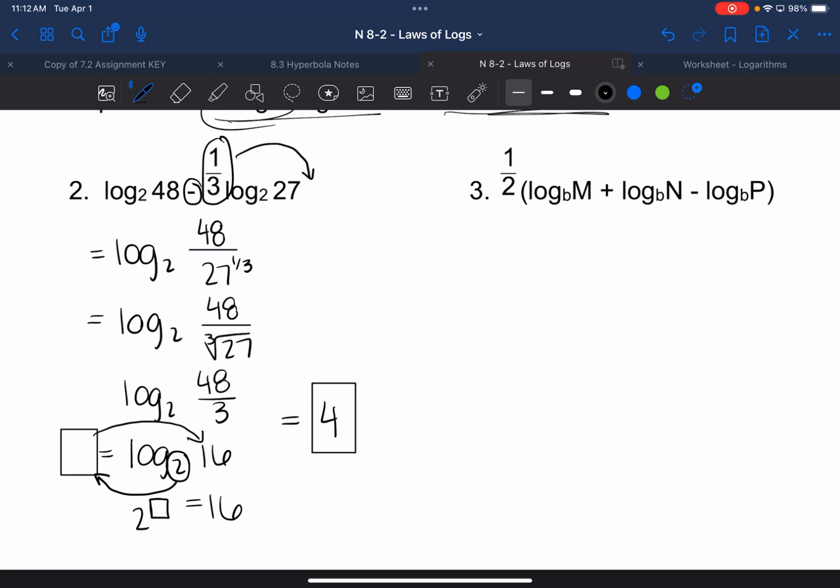Okay, let's do another one where we're condensing. All right, what do you guys notice about number 3? What are some things we should notice? It's got what? Okay, it's got parentheses. It has addition. Okay, so what does addition mean? Multiplication. Okay, what else we got? Subtraction, which means division.